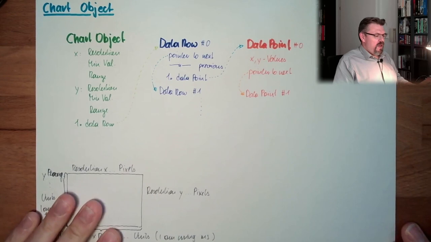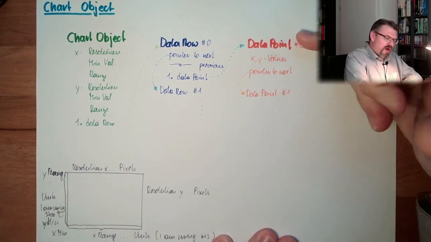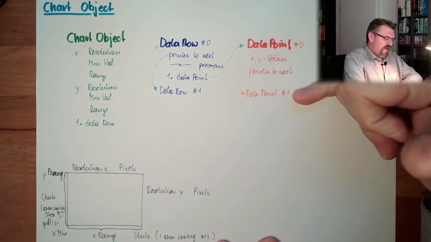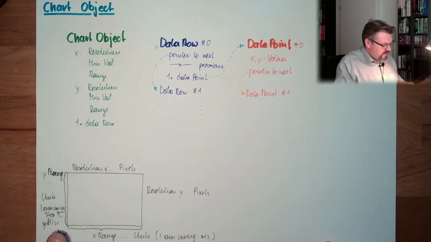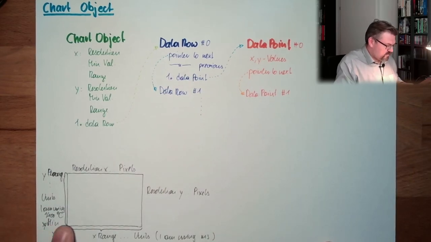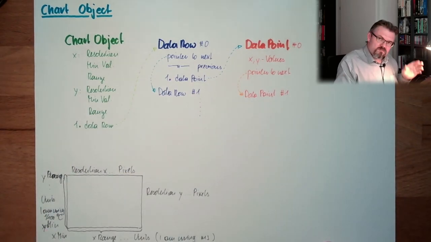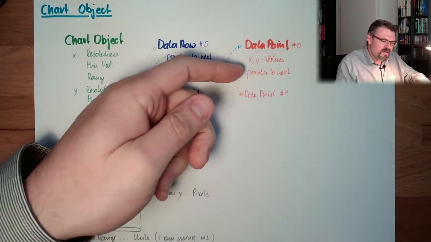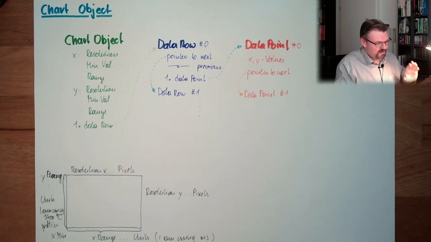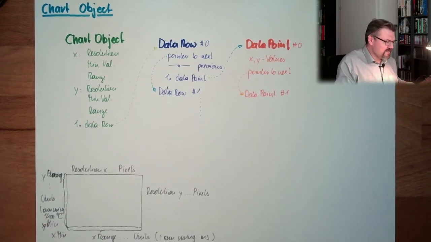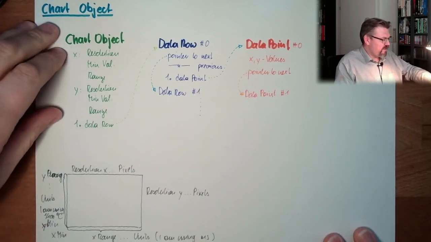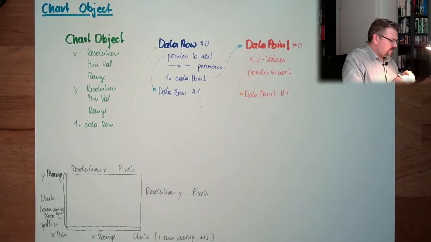And every time I add a data point, I will sort it according to the x value. So I will sort it in somewhere. So it's always a list sorted in x. Usually it's not at the end. And that's it. And here we have a method, get coordinates.